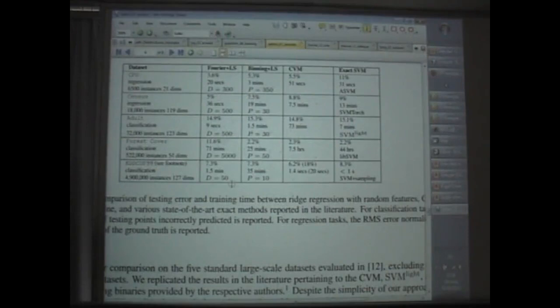More questions? Okay, then let's have a break, after which I will talk about the one class SVM and how it can be used for outlier detection.